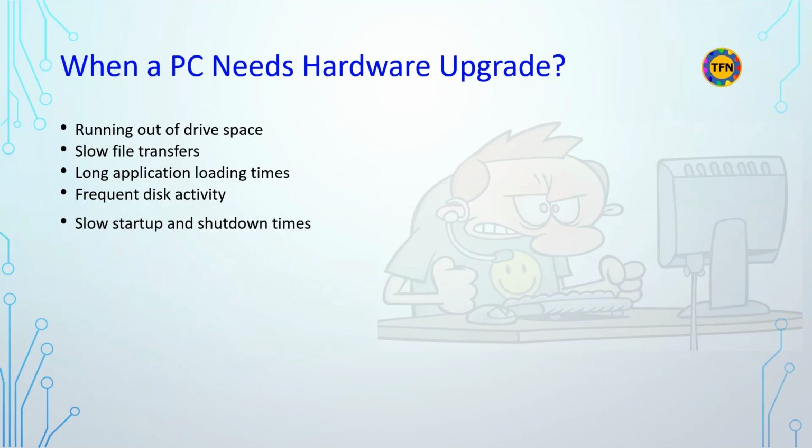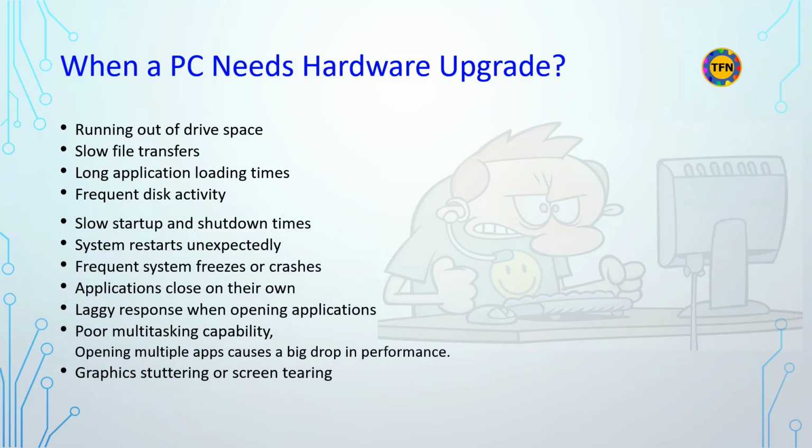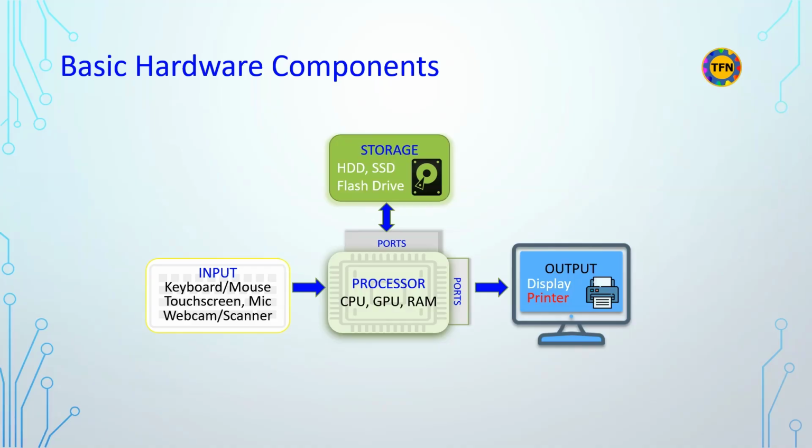If the PC has no faulty components but has performance issues such as slow startup and shutdown times, restarts unexpectedly, freezes or crashes frequently, applications close on their own and decreased overall system responsiveness, then it is time to consider a hardware upgrade. A PC basically consists of input devices such as keyboard, mouse, camera, scanner, a processing unit with CPU, GPU, RAM, HDD or SSD for storage, and output devices such as display and printer.